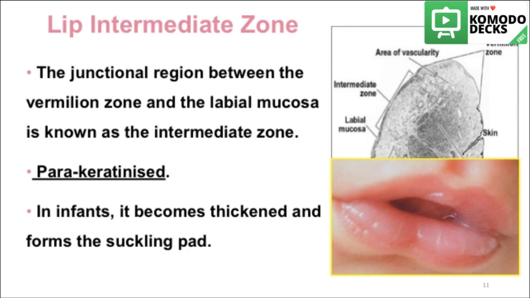The intermediate zone is the junctional region between the vermilion zone and the labial mucosa. Mostly in infants it becomes thickened because of the suckling forces. This is composed of a parakeratinized epithelium.